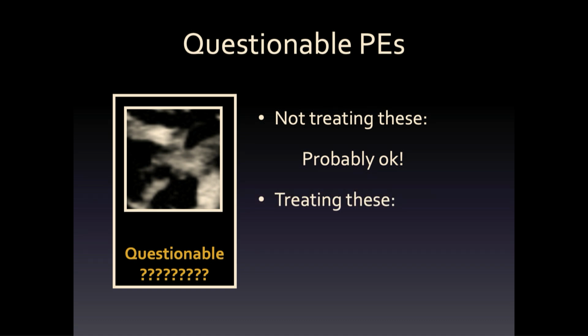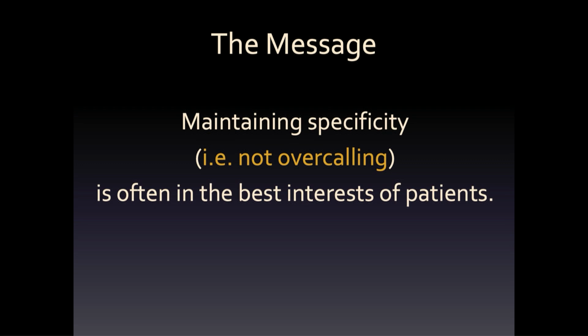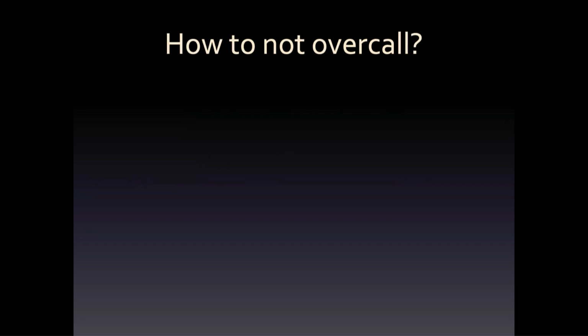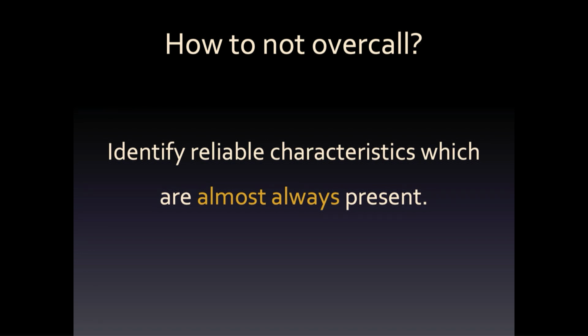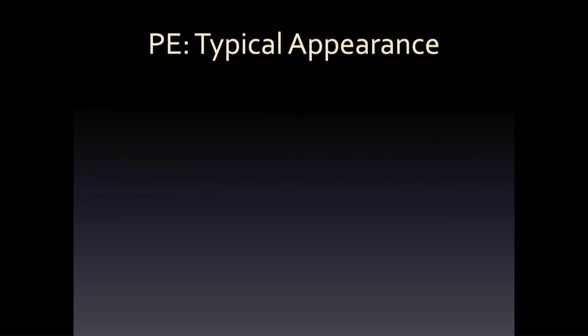And of course, we all know that if we're going to treat a PE, you get a long course of anticoagulation. We have real risks, right? It's a big deal to treat. So this is my message. When we are doing PE imaging, maintaining specificity, not overcalling, is the most important thing to help our patients. So how do we not overcall? How do we be specific? We need to know the characteristics that are almost always present for PE imaging to be specific. So let's go through those.